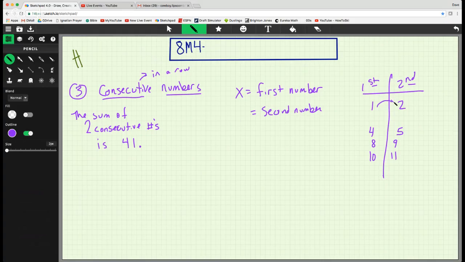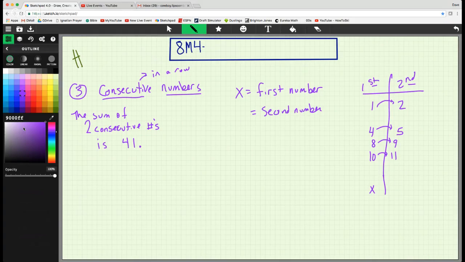So what did I do to get from here to here? And then the question is, if the first number is x, what is the second number? For those of you who said, I add 1, you add 1, you add 1. So these are consecutive numbers. 8 to 9, I add 1. 10 to 11, that's the rule, you add 1. So if I go from x and I use the same rule and I add 1, what is that? Well, it's x plus 1.